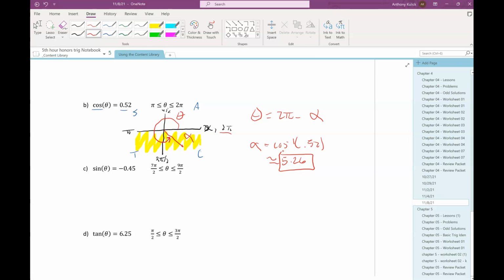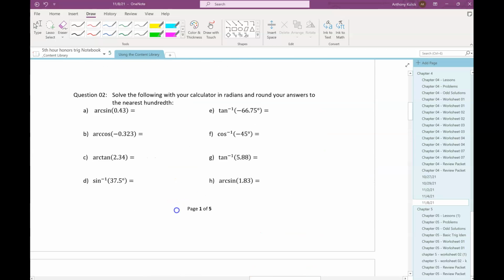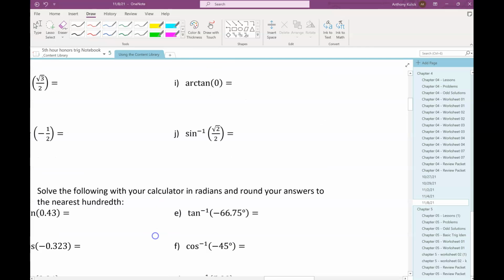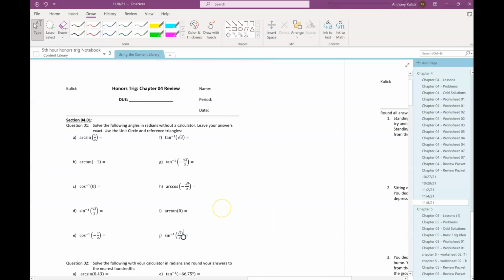Mackenzie. G on page 1. Sure thing. Oh, the first G? Sure. Okay.